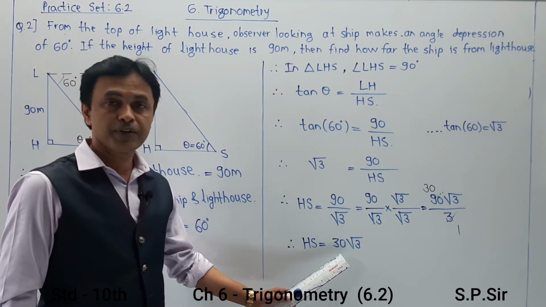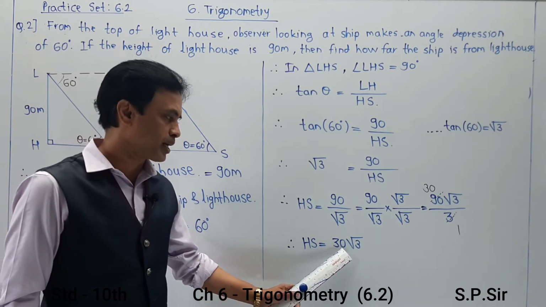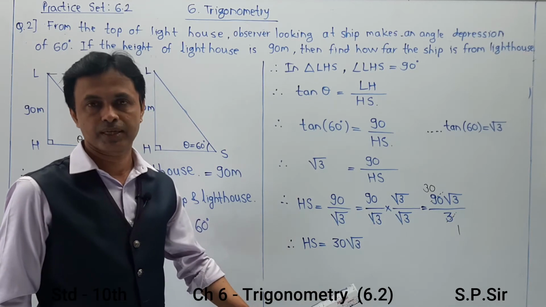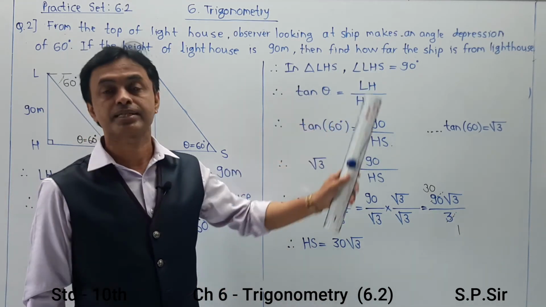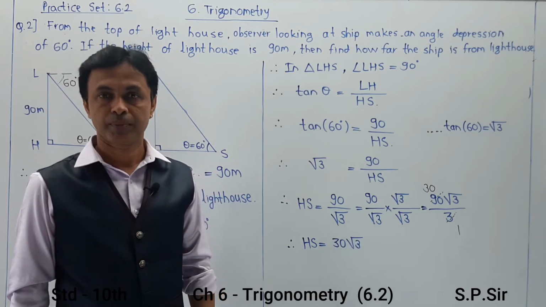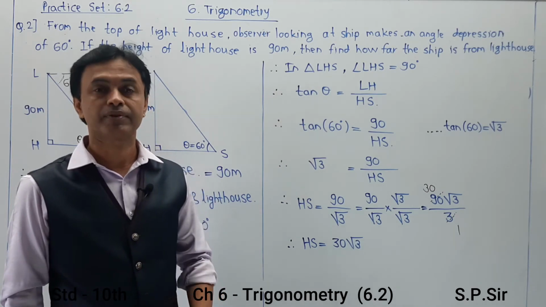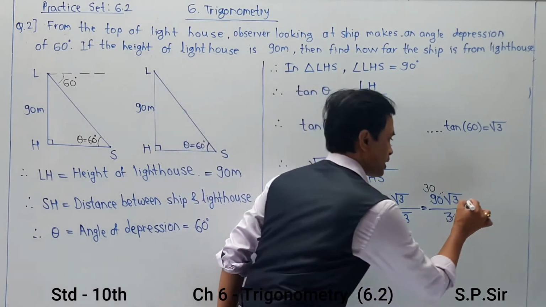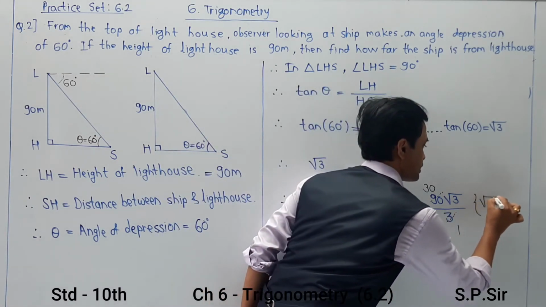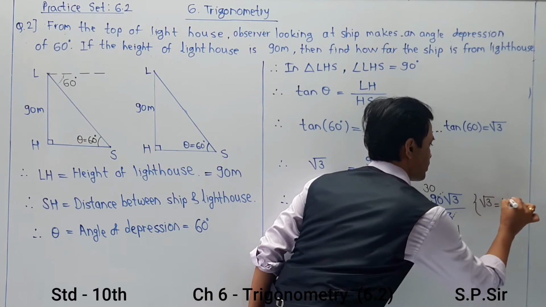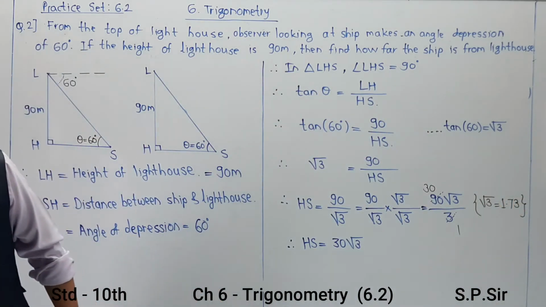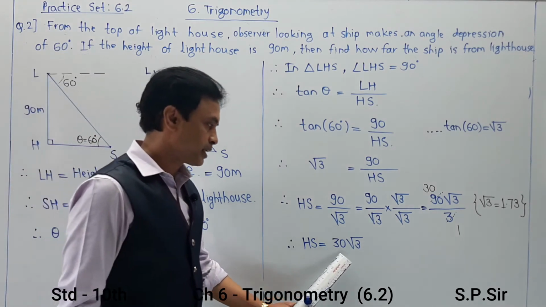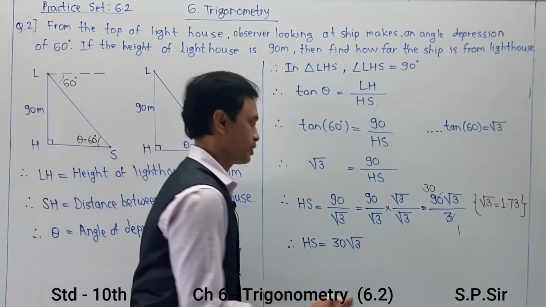Now, student, you can also write your answer as 30 root 3 meter. Yes, up to this part the answer is also correct. Why? Because in some numericals they don't provide you the value of root 3. But in some other numericals they have given the value of root 3. And remember, the value of root 3 is 1.73. Making this substitution over here, 30 will be as usual and root 3.